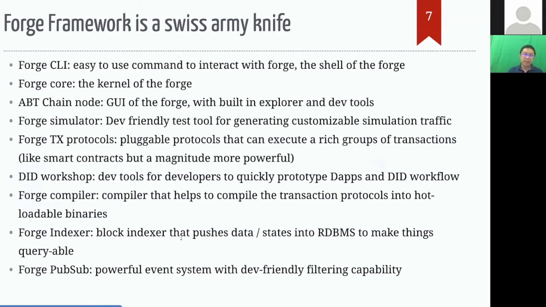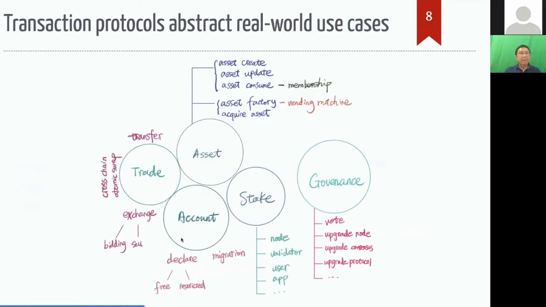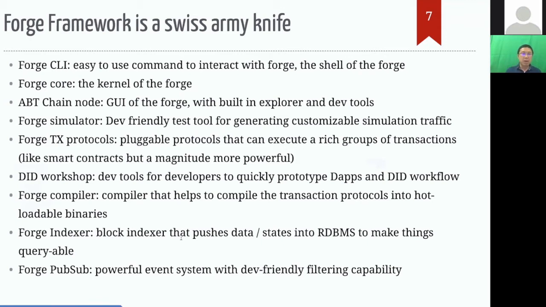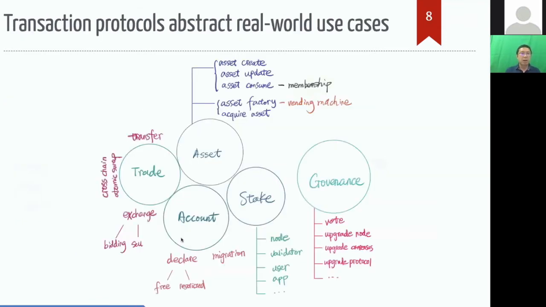And finally, we have the Forge pub/sub. It is a powerful event system, and we not only provide you the subscription for a specific event, but you can also subscribe to a certain event with very powerful filtering. So among all those tools, the most important one is the Forge transaction protocol.